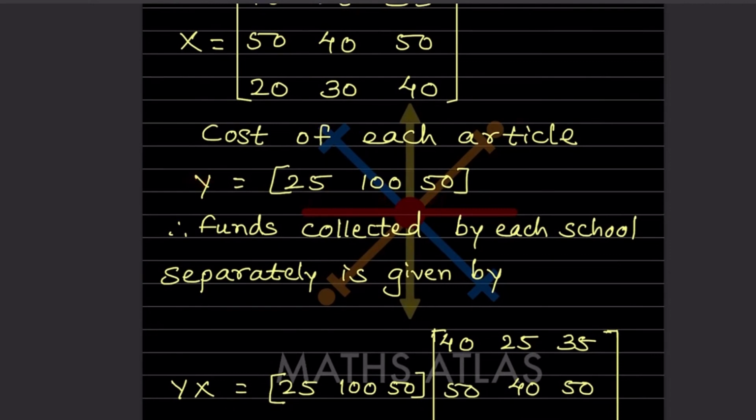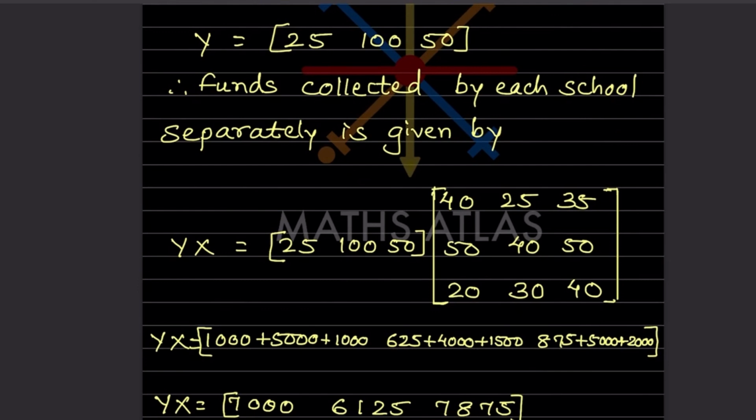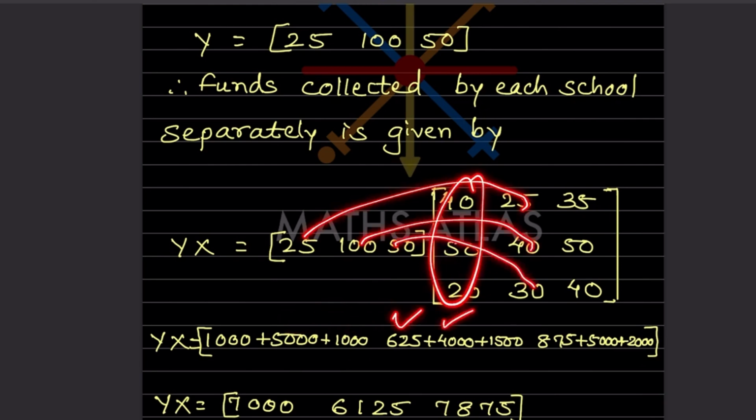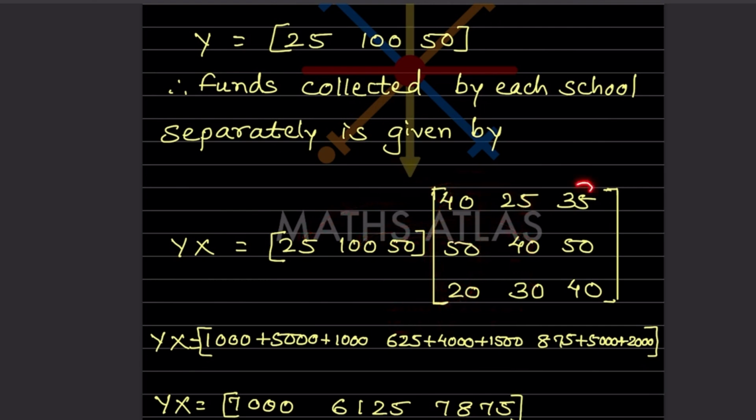So what we can do here, the funds collected by each school separated is given as Yx. This we are going to write over here, and all these X we are going to write over here. So Yx will be this into this, that will be 1000, 5000, we are going to add it, and this 1000. So this is done. Now you will go for this one, 625, 4000 and 1500. Again this is done. Then we will go for the last one. This is 875, 5000 and 40, that you have to multiply.